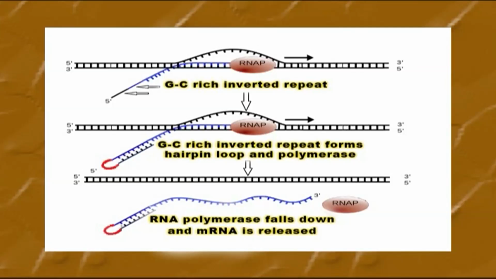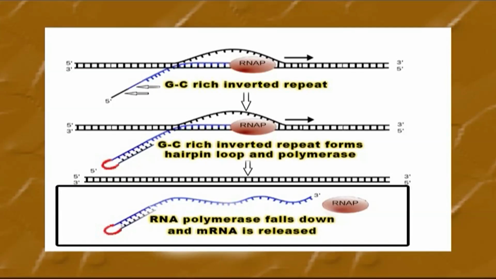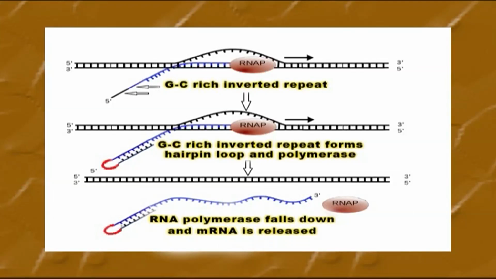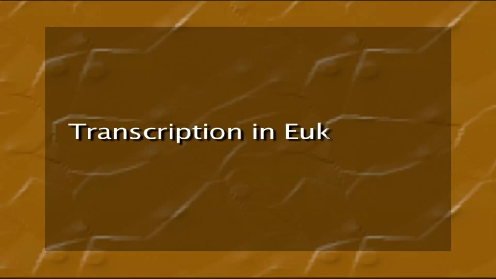When the RNA is detached, the RNA polymerase also falls off from the template and the termination of transcription occurs. This type of termination shows that the structure of RNA itself can cause its own termination from the DNA chain. Now, let us discuss transcription in eukaryotes.